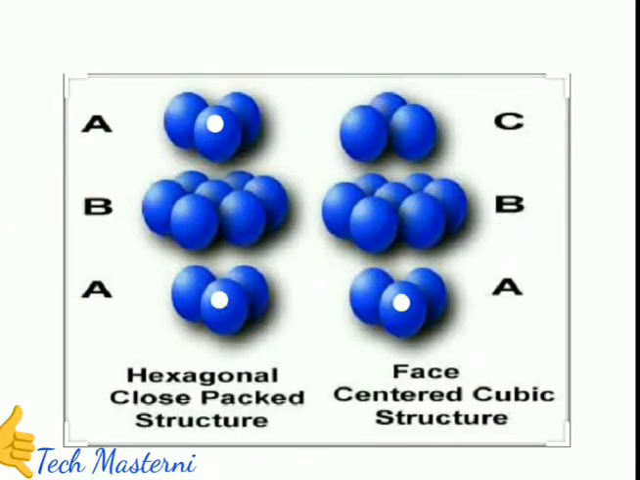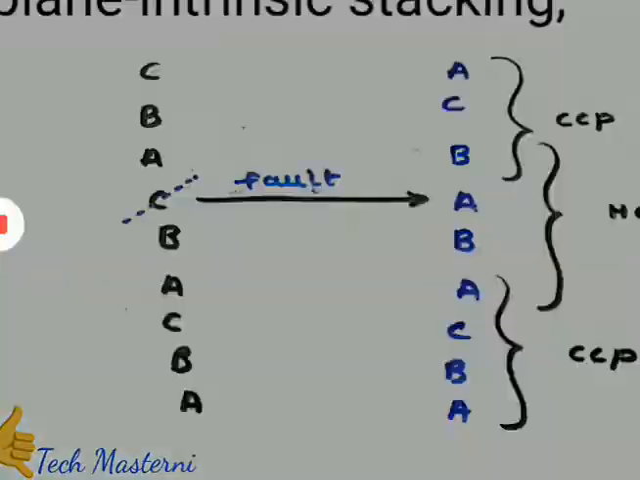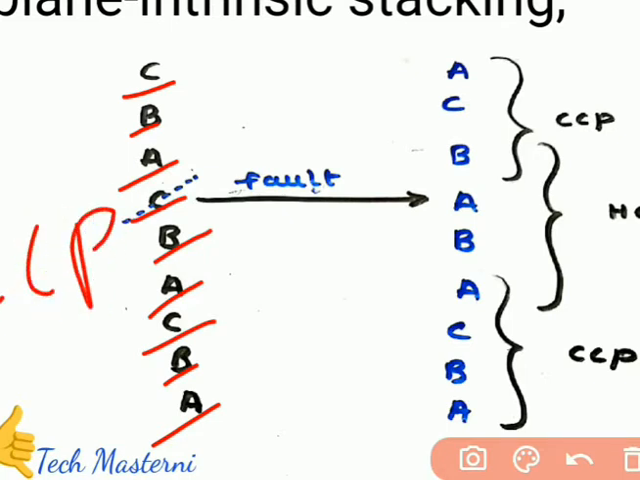Now we can better understand the stacking fault. So, stacking means sequencing of the atoms in the crystal. So, stacking fault means if there is an irregularity in the sequence of atoms in the crystal, then there is a stacking fault. So, let's see in the diagram, we have CBA, CBA, CBA. And just now we have understood that this type of structure is CCP. So, due to the stacking fault, we have a missing C. So, let's see what will happen.